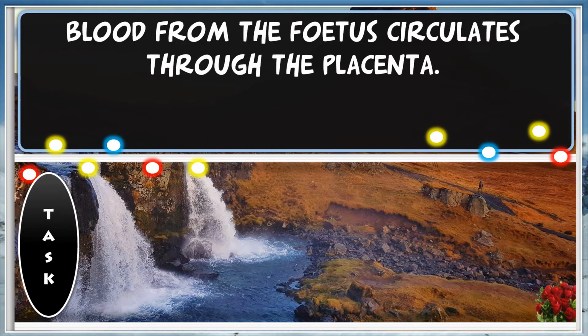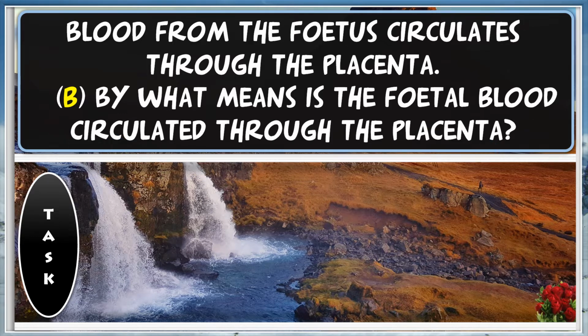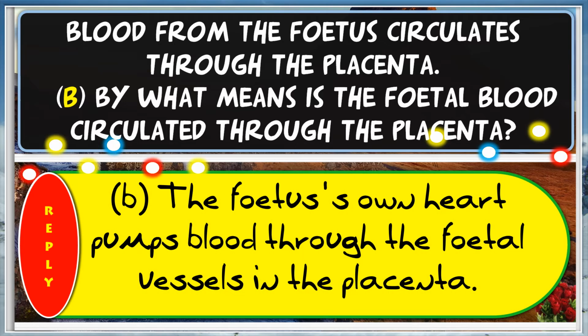Blood from the fetus circulates through the placenta. Part B. By what means is the fetal blood circulated through the placenta? Part B. The fetus's own heart pumps blood through the fetal vessels in the placenta.